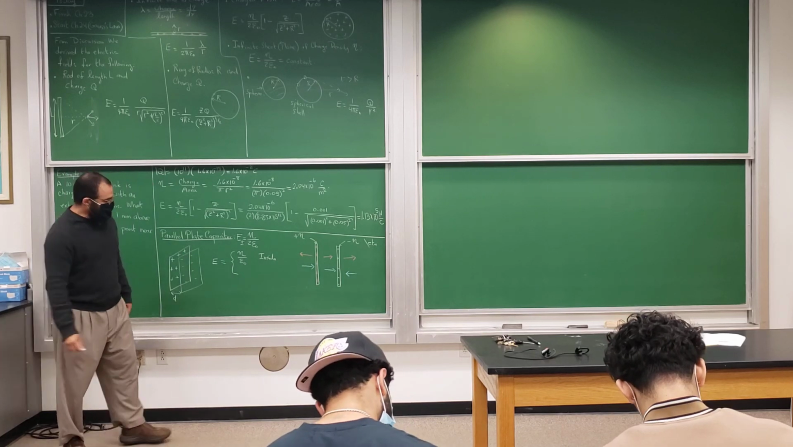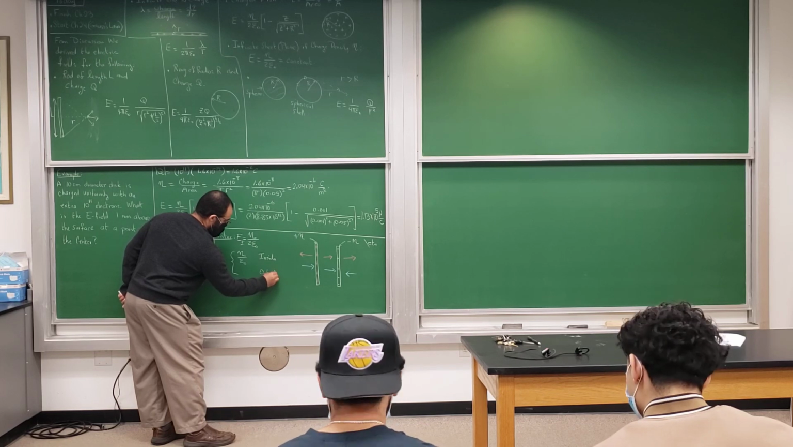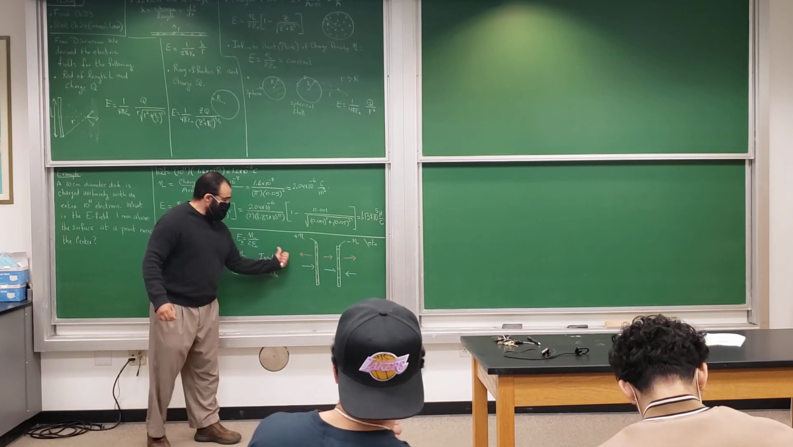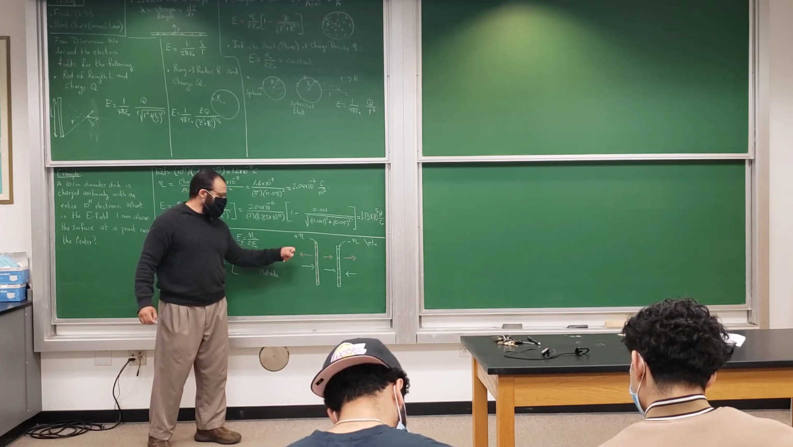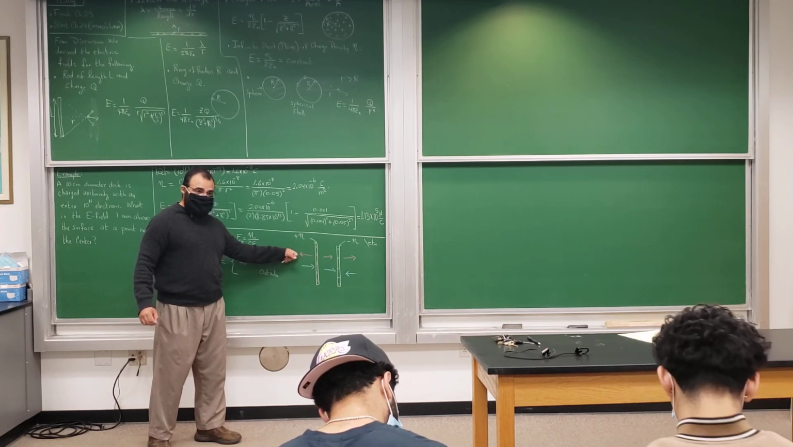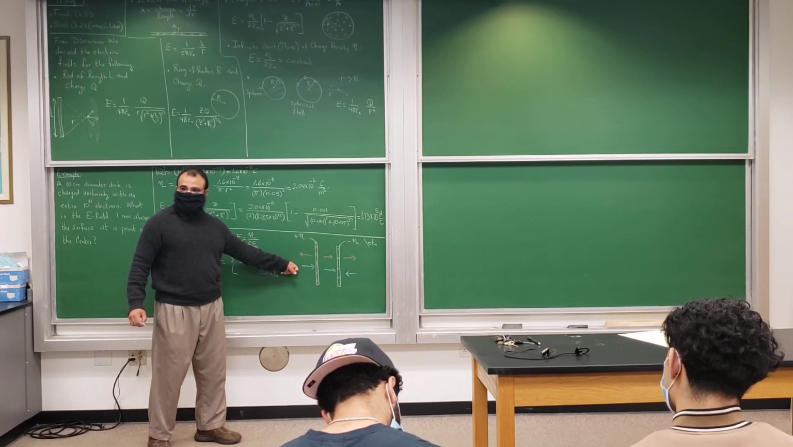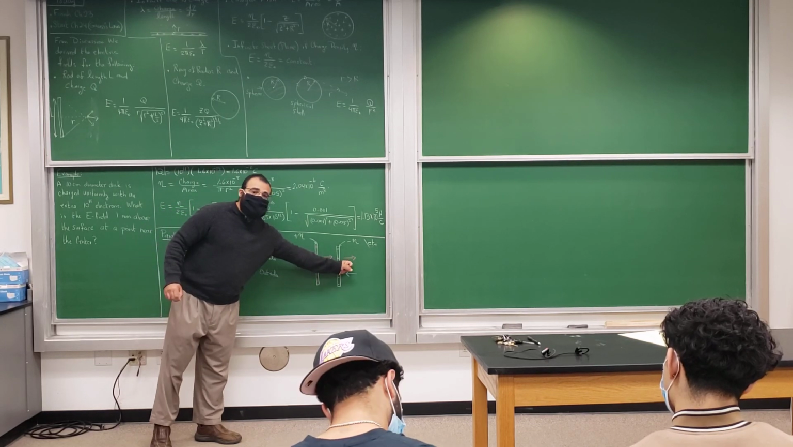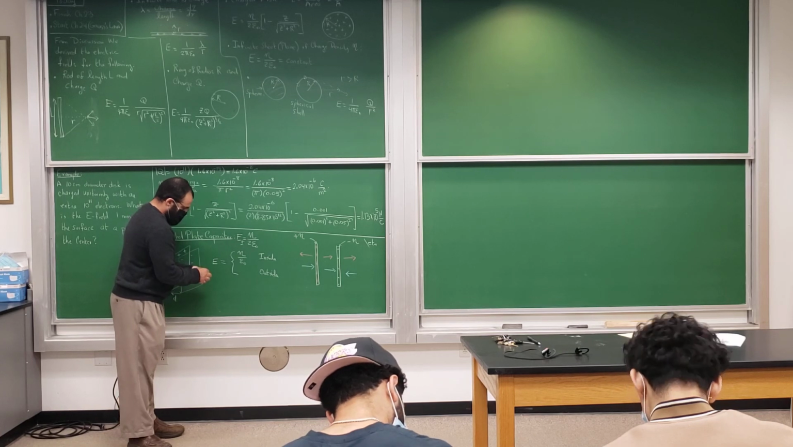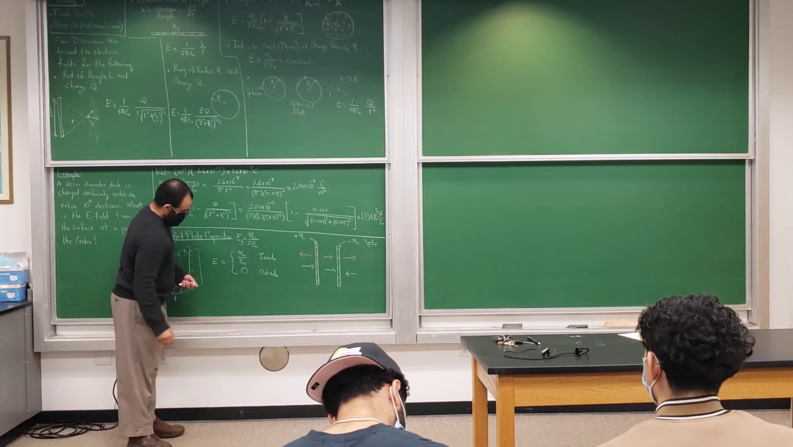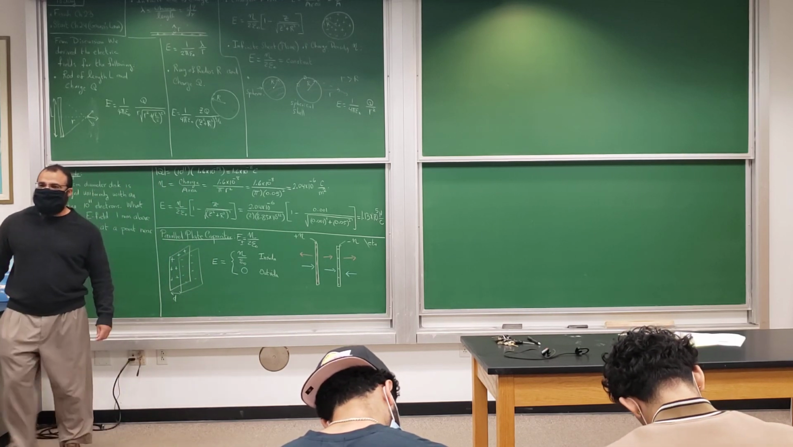How about outside? It's actually 0. You have eta over 2 epsilon naught to the left, and eta over 2 epsilon naught to the right. Add them together, you get 0. And the same thing on the right side. So outside, the electric field is simply 0.